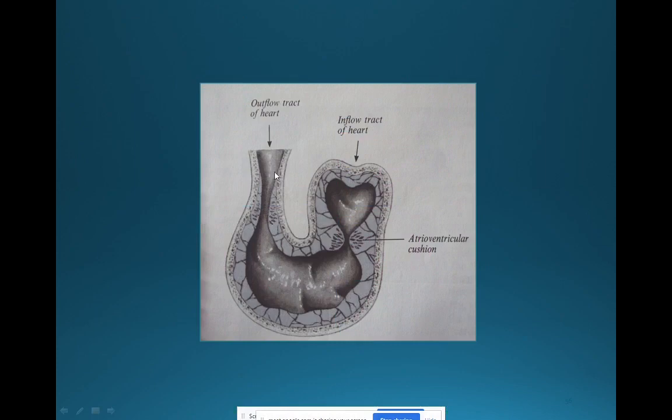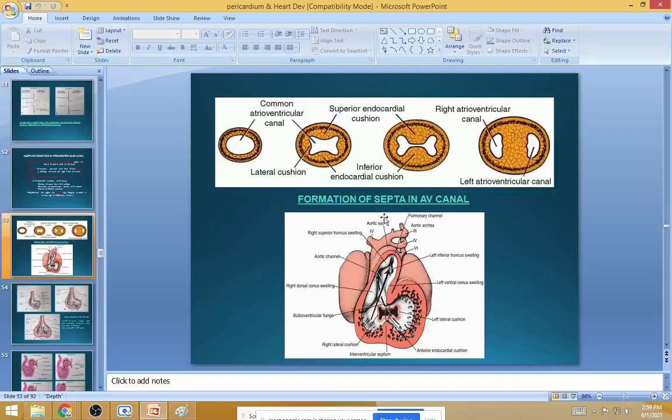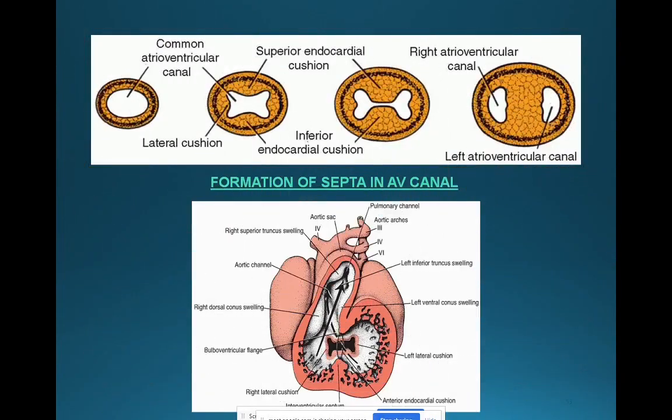Now the same. Okay, this is what? This is the outflow. These are the ventricles. These are the AV cushions. This is the atrias. Now see, formation of these cushions happens in a formation of the septas.